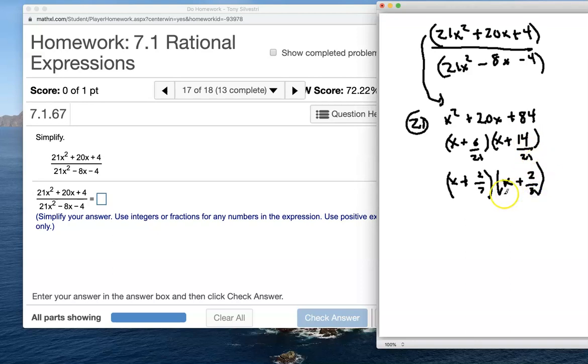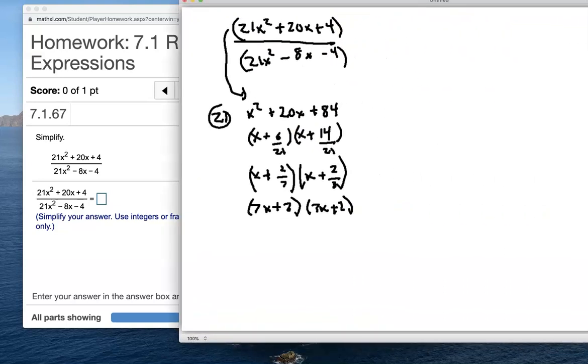And if you still have fractions, that's a 7. You move the denominator in front of the variable, 7x plus 2. And this is 3x plus 2. Okay, now let me move this over here. Now what I'm going to do is the same thing for the bottom one.